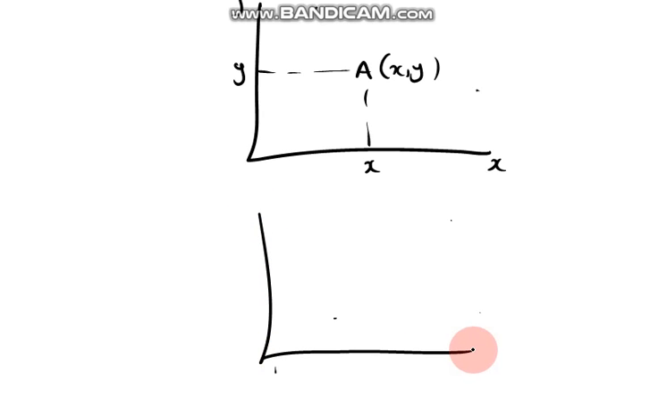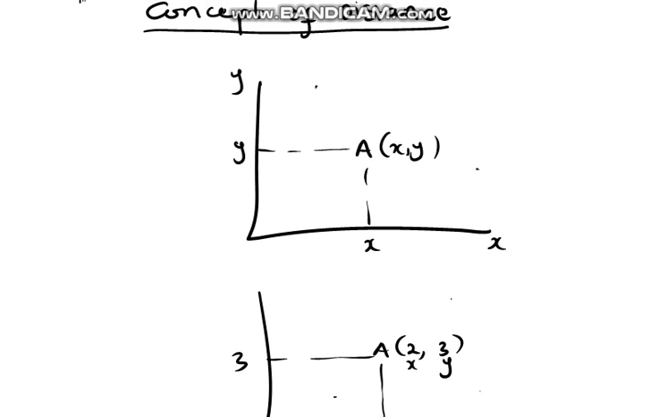So if we have this point A to be 2, 3, that means this is our x, and this is our y. That means this is 2, and this is our 3. So we talked about how we can describe position in space, and how we can also name it, in our last class. Today we'll be looking at the concept of distance.